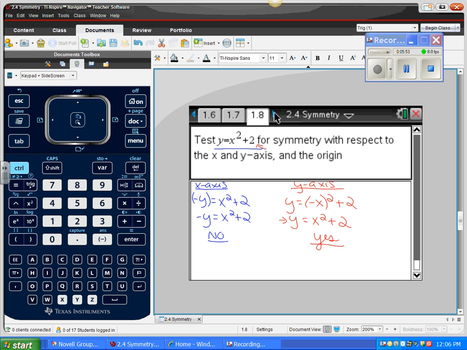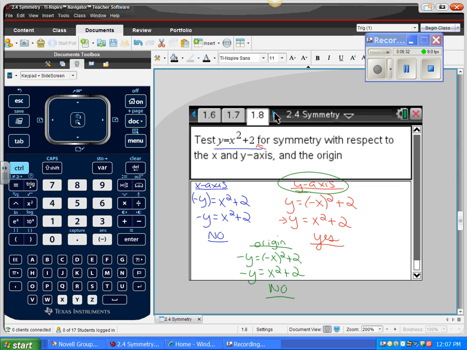Now, if we want to test it for the origin, we have to replace both. So, -y = (-x)² + 2. We get -y = x² + 2. So again, that's not the same. So we're going to say that it is symmetric about the y-axis. So that's how we test for these things. It's not difficult to test them. You do need to know your rules of exponents and be careful of how you're working with it algebraically.